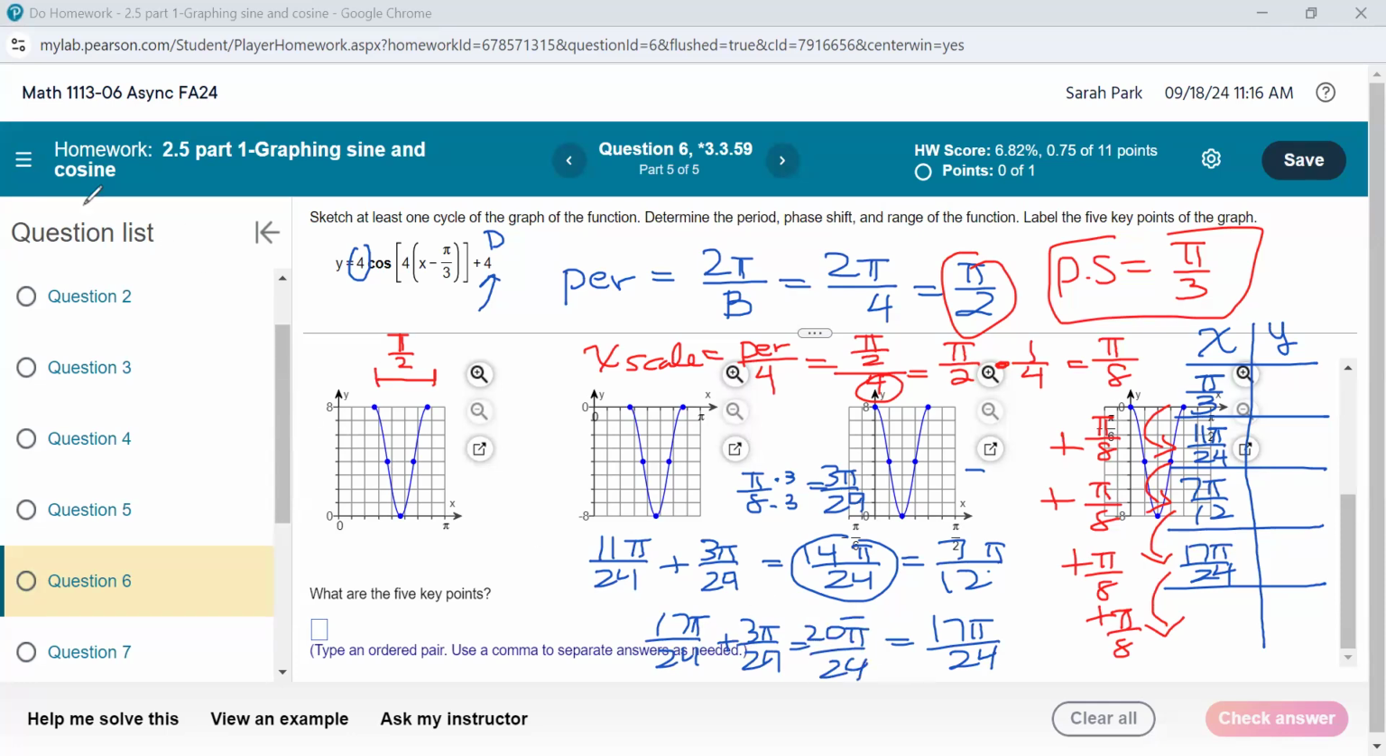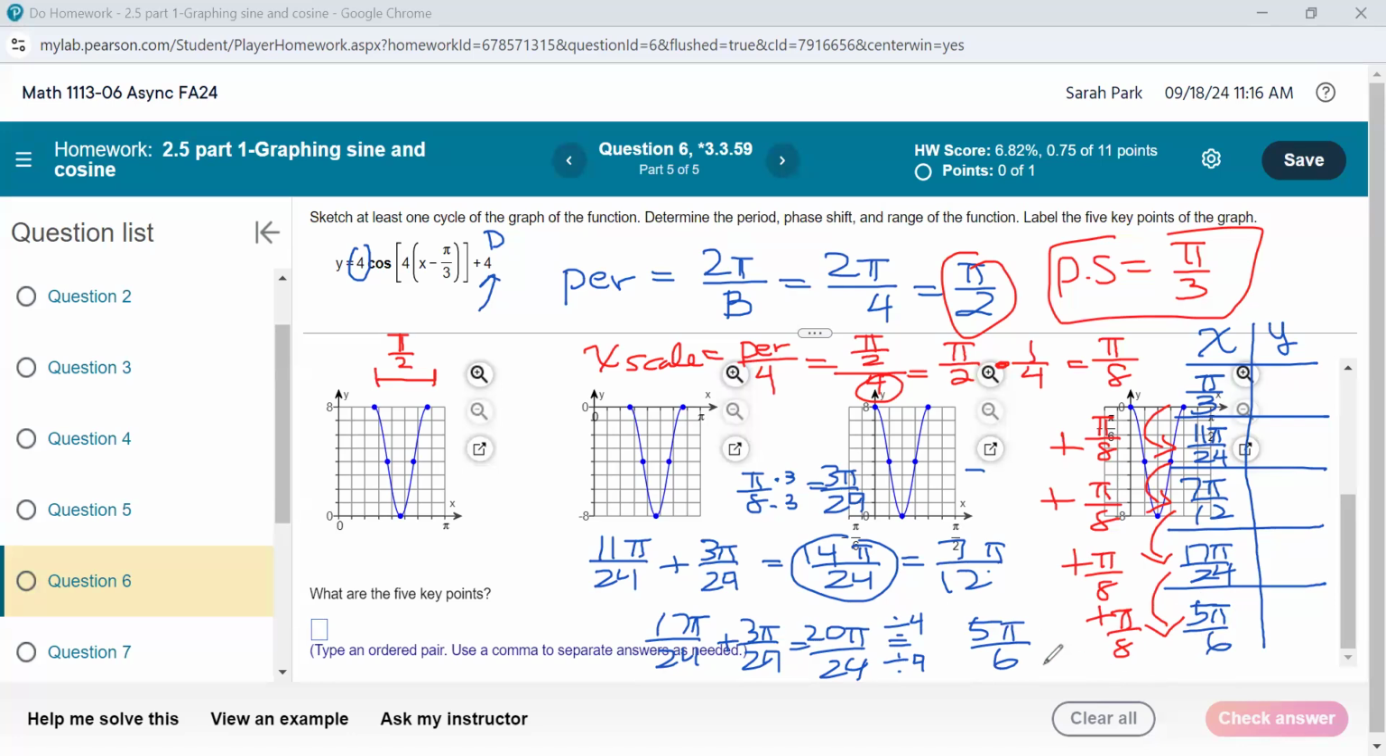You got to reduce your fractions, I believe. My MyMathLab doesn't like it if you don't reduce. So I can divide out, looks like a 4. So it'll be 5 pi over 6. And then it looks like we're done with finding the x values.